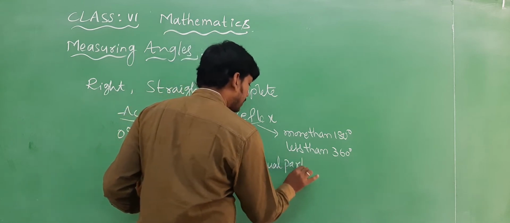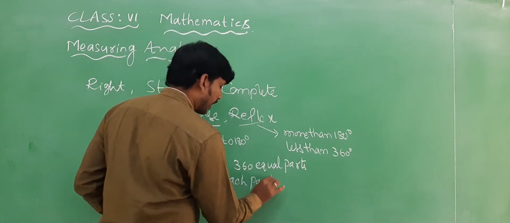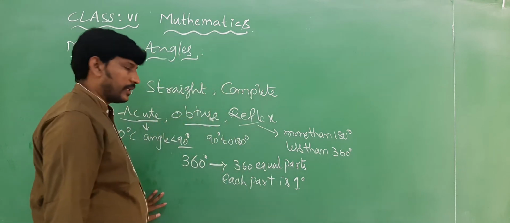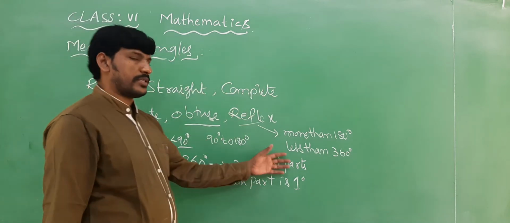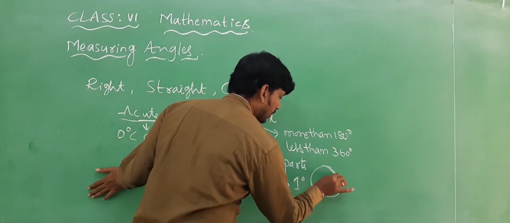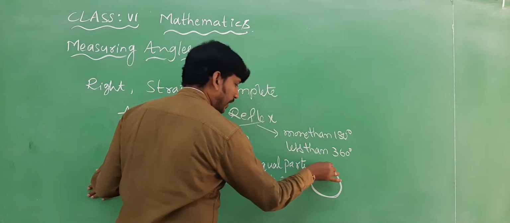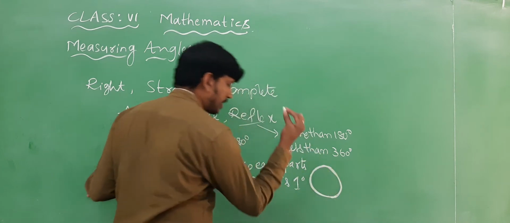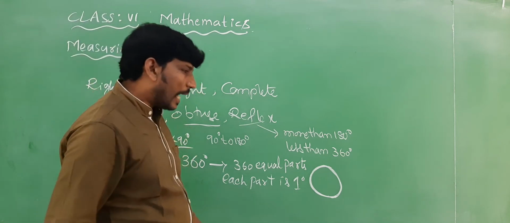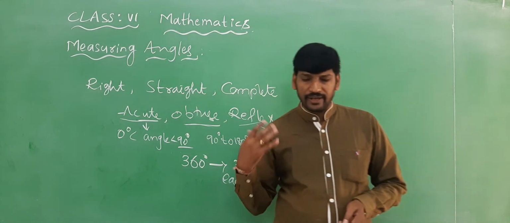One complete revolution is divided into 360 equal parts. Each part is 1 degree. Like that, 360 equal parts are nothing but 360 degrees. One complete revolution is nothing but a simple circle. This is a complete revolution, divided into 360 equal parts, and each part is 1 degree. Then how to measure the given angle, whether it is acute, obtuse or reflex angle?